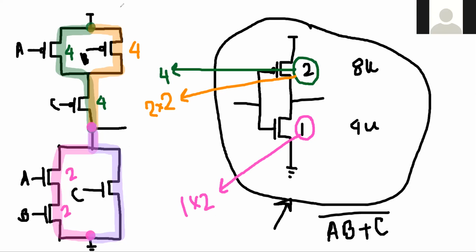Now think about the purple color. How many MOSFETs do you have in the purple color? One. So your 1 will be multiplied by 1 only. 1. Okay? This is the sizing. Understood?